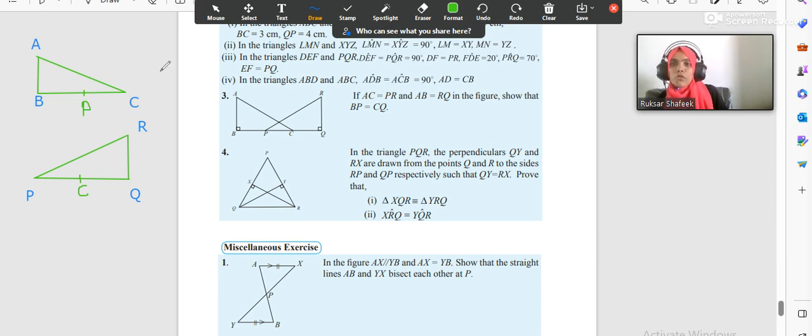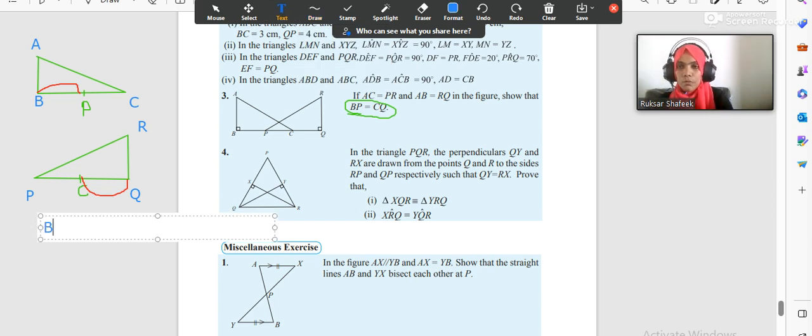So if I am supposed to apply the corresponding elements of congruent triangles, I can basically say that BC is equal to PQ. But what we are supposed to be doing is to show that BP is equal to CQ. So BP is this part here, is equal to CQ. That's what we need to prove. So for that, we know that BC is equal to PQ.